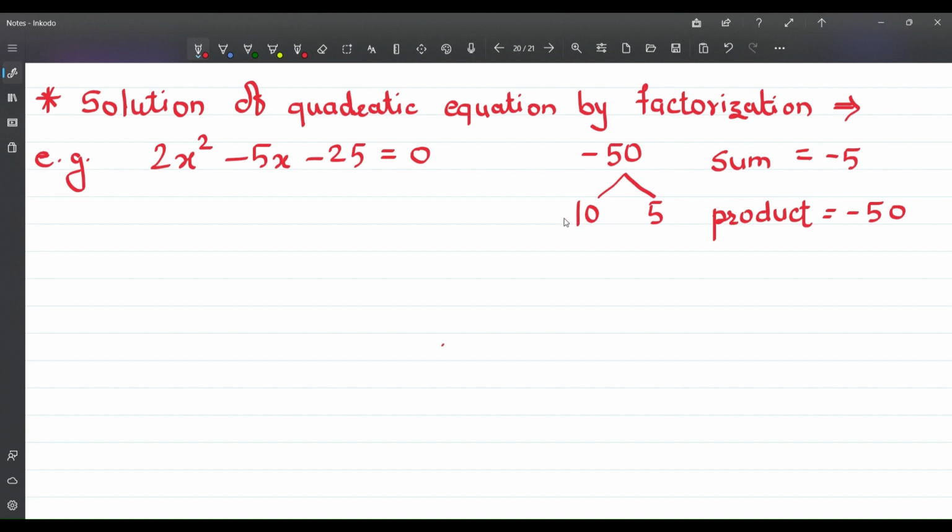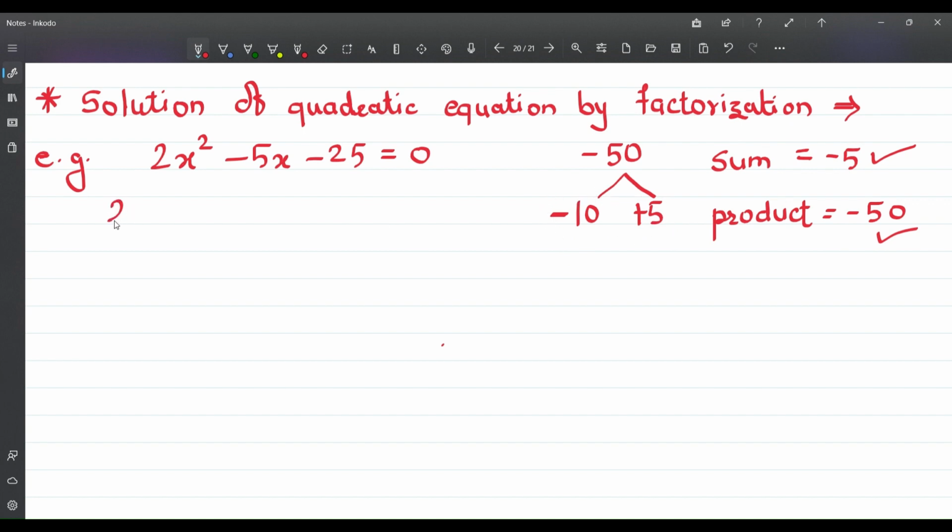We have to factorize these numbers into two factors. Okay. Now the sum is minus 5, for this we have to take the minus sign over here and plus will be here. That means minus 10 plus 5 will be minus 5, and their product, minus 10 into 5, will be minus 50. Therefore we have two factors.